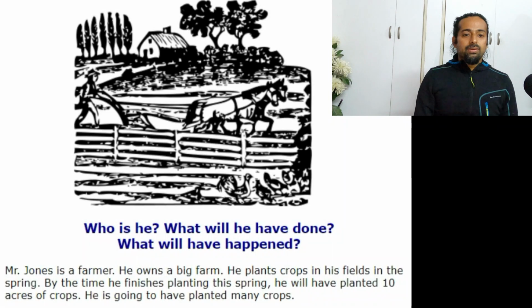Story. Mr. Jones is a farmer. He owns a big farm. He plants crops in his fields in the spring. By the time he finishes planting this spring, he will have planted 10 acres of crops. He is going to have planted more crops.